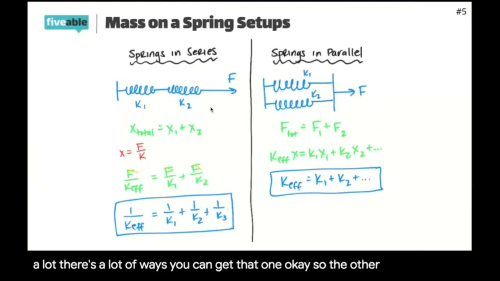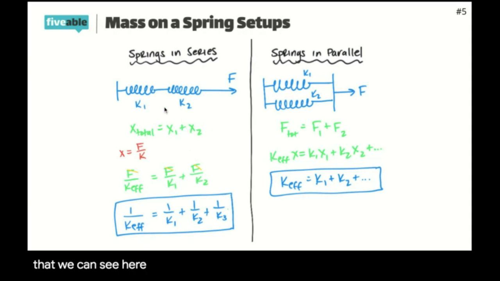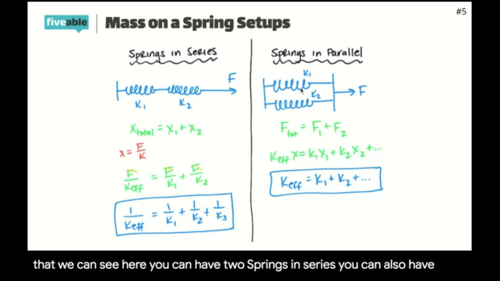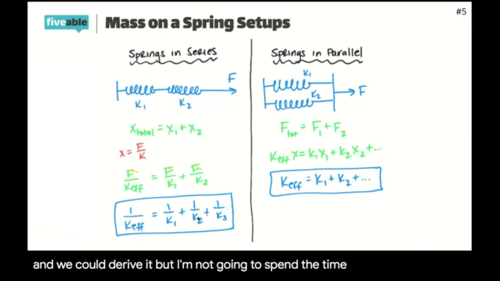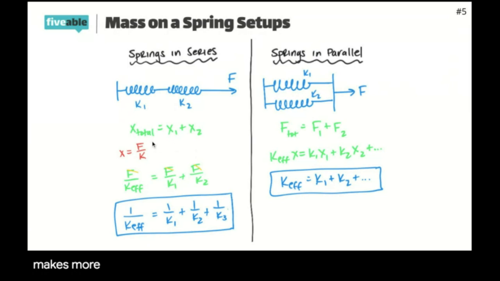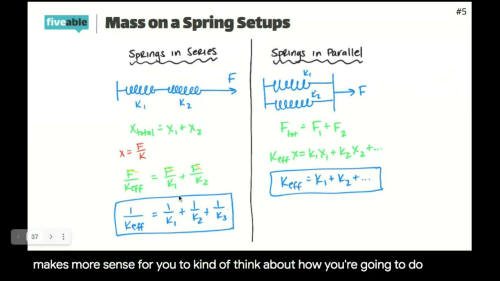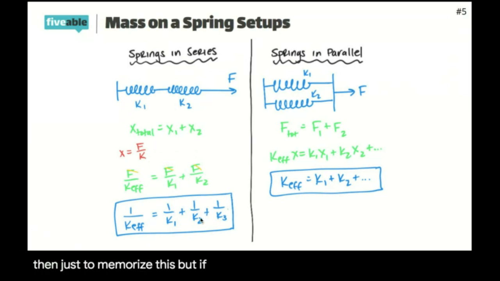Okay, so the other two setups that we can see here: you can have two springs in series, and you can also have two springs in parallel, and that's how they look. There's rules for how to get them, and we could derive it, but I'm not going to spend the time. You're probably not going to see this, but if you do, it probably makes more sense to think about how you're going to derive it than to just memorize this. But alternatively, if it's easier for you to memorize, just do it.